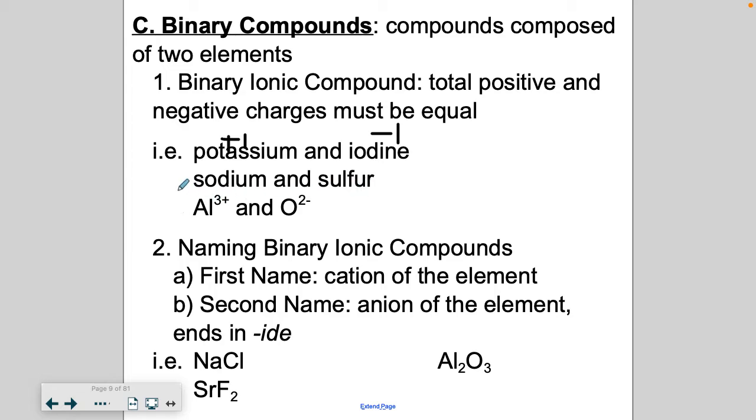Sodium and sulfur. So sodium's in group 1, that's a +1. Sulfur is a -2. Okay, so here it's not balanced. It has to equal basically 0, right?